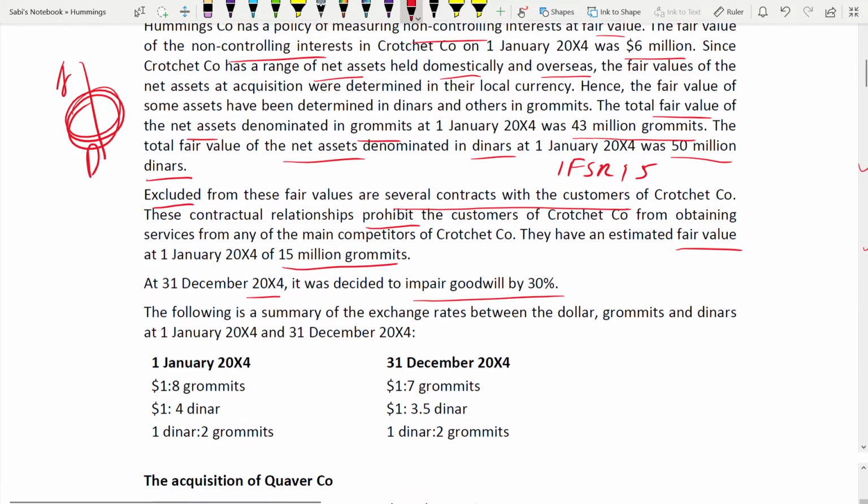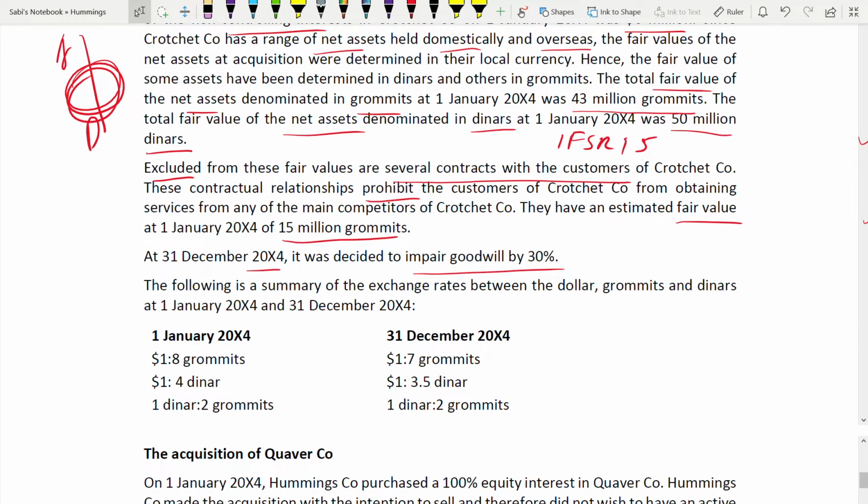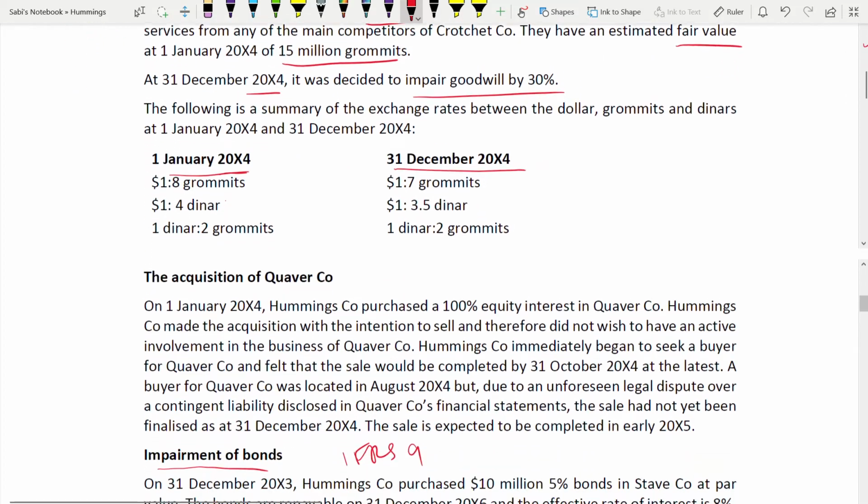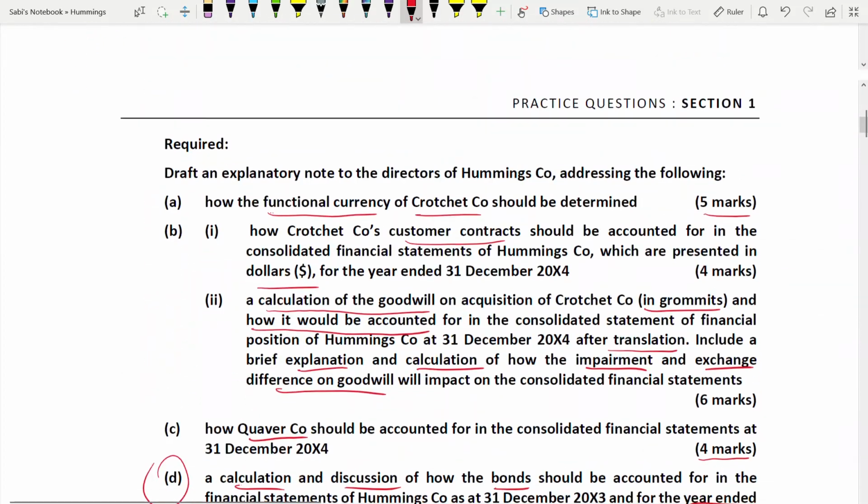Now they have given the exchange rates. They didn't give you any average rate, only the opening and the closing. They have given three: dollar to grommet, dollar to dinar, and dinar to grommet. From 1st January 2004, this is the opening balance and this is the closing balance. The acquisition of Cueva is not needed for my part B.